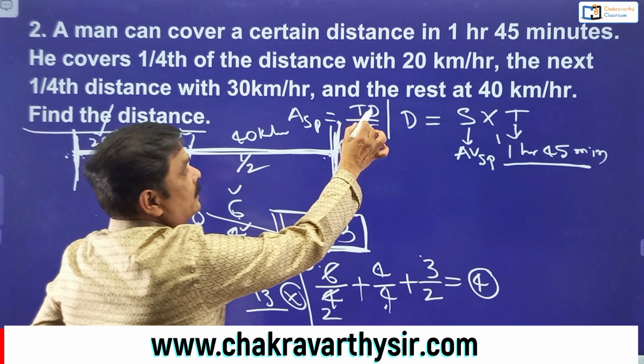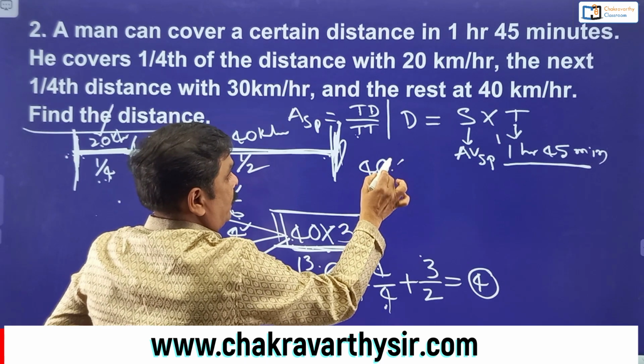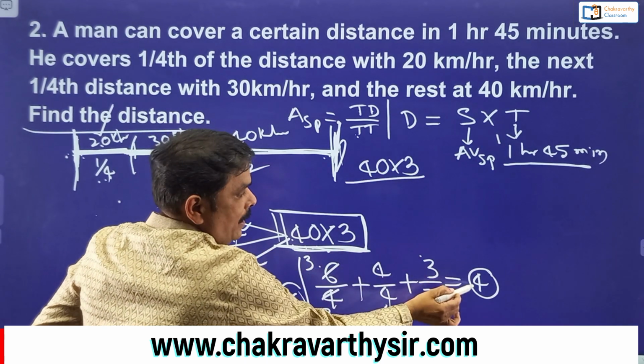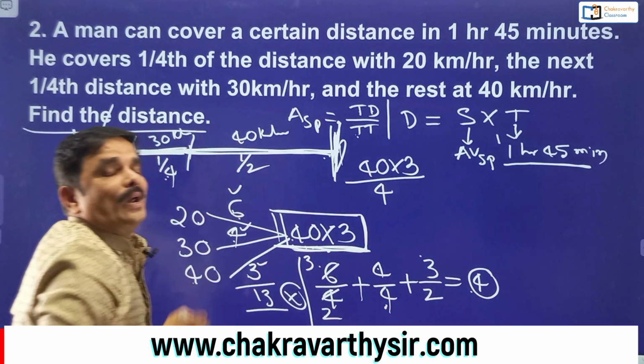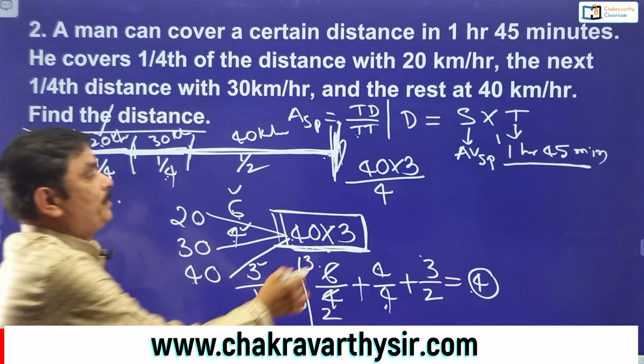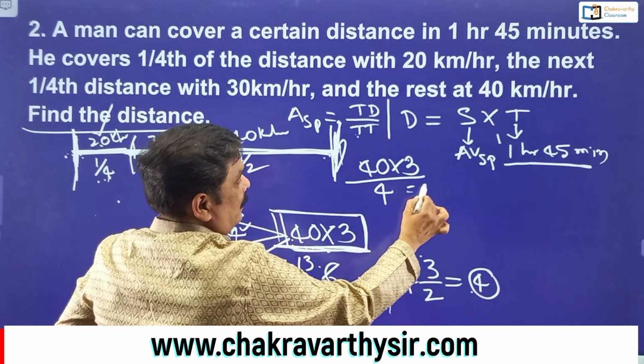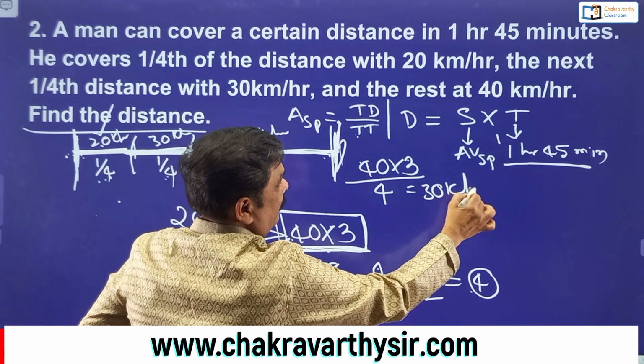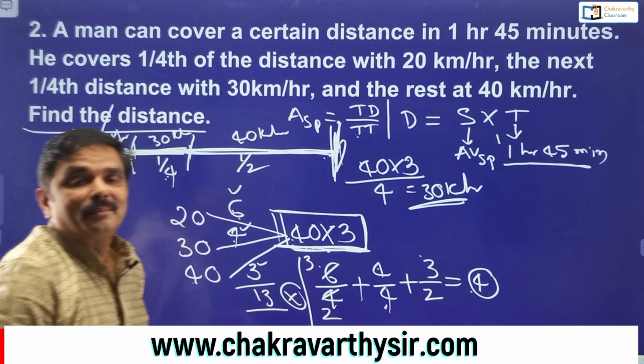Here the total distance travelled is 40 into 3, divided by the total time taken, which is 4 hours. Now what is the average speed? Now the average speed here is 10 times 3, that is 30 kilometers per hour.